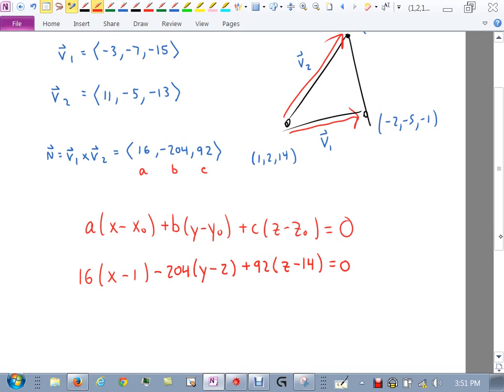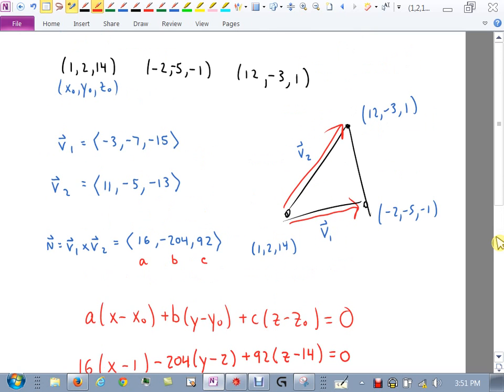That's right, just one. You could have used the other ones though. If you chose to, you could have called x naught negative 2, y naught negative 5, and z naught negative 1. But you can't pick pieces of each one.